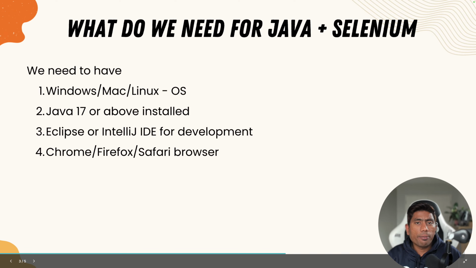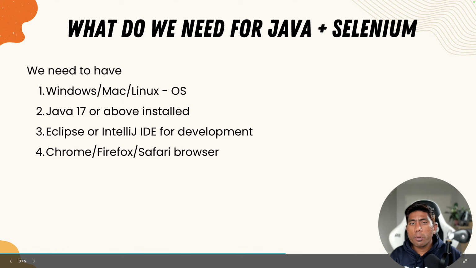So we basically need the following to be set up within our machine before we start writing the Java code along with the Selenium automation code. We need a Windows machine, a Mac machine, or a Linux machine. It can be any operating system that you are using, because Java works cross-platform. You can build the code on a Windows machine and run the same code on Linux and Mac operating systems as well. It doesn't matter. You can run the same Java program in any of these operating systems.